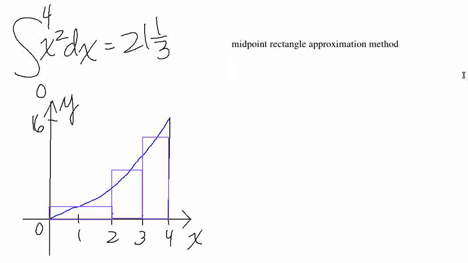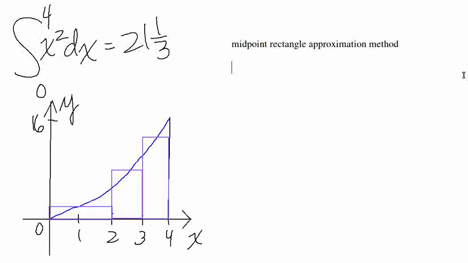Let's focus now on the leftmost purple rectangle. Notice that that corresponds to x values between 0 and 2. What is the number exactly in between 0 and 2? It's 1, right? Notice that where that purple rectangle intersects the blue curve corresponds to the point with an x value of 1.